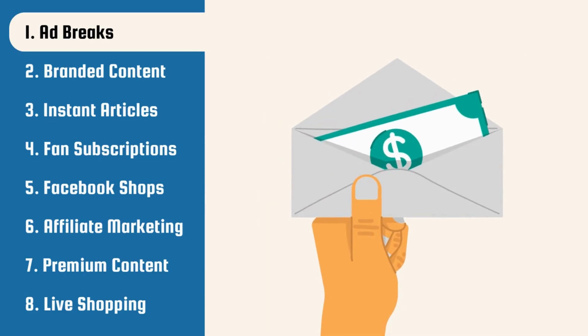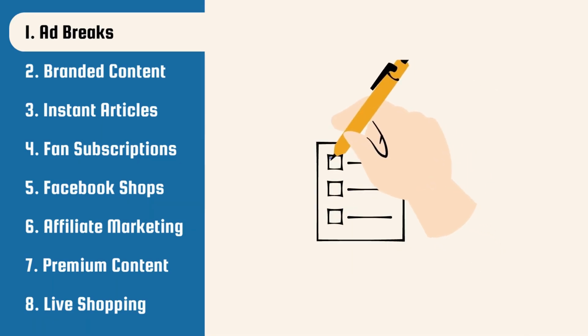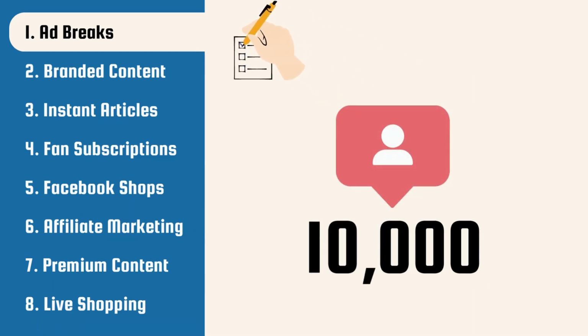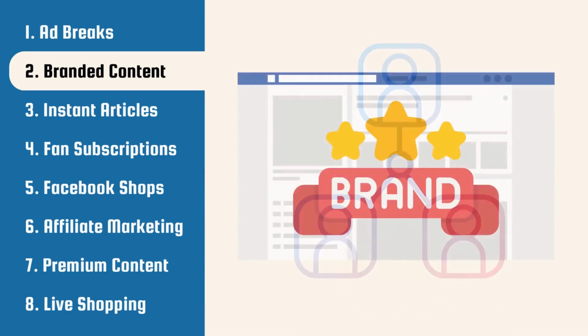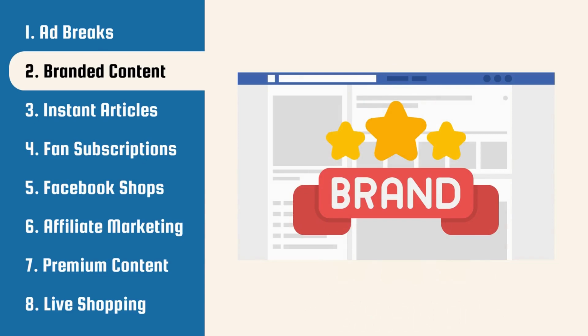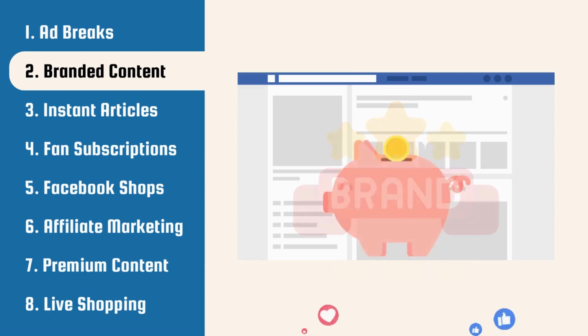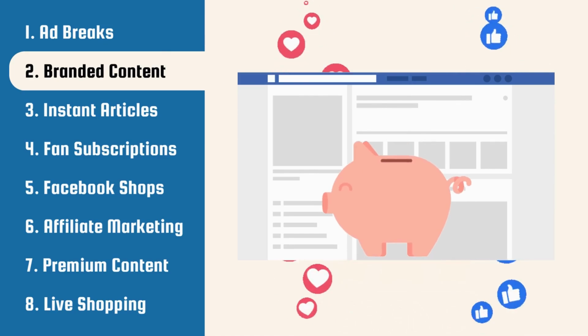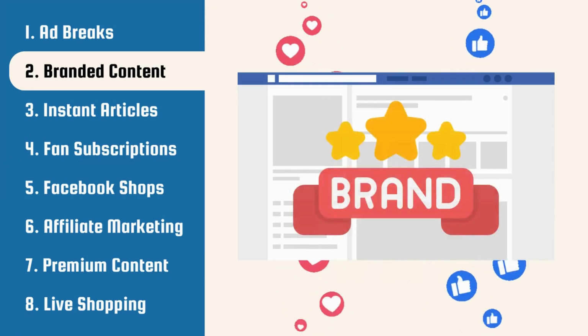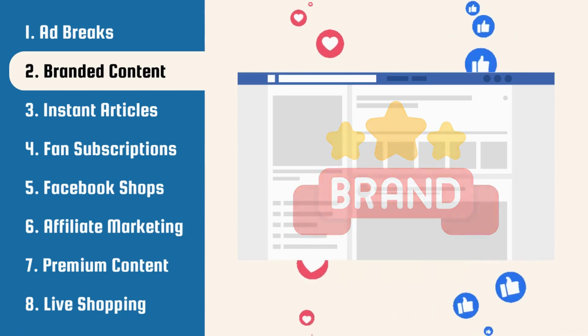To be eligible for ad breaks, your page needs to meet certain criteria, such as having at least 10,000 followers and meeting certain content guidelines. You can set up ad breaks in eligible videos to earn revenue. We also have branded content that features a third-party brand, product, or service. With Facebook's branded content tools, you can work with advertisers to create sponsored posts, videos, or other content. These collaborations can provide both the brand and your page with exposure and potentially revenue. You can use the branded content tag to properly disclose such partnerships to your audience.